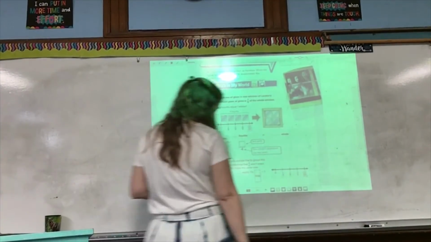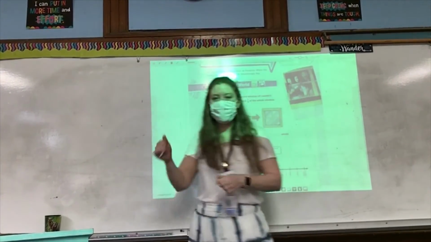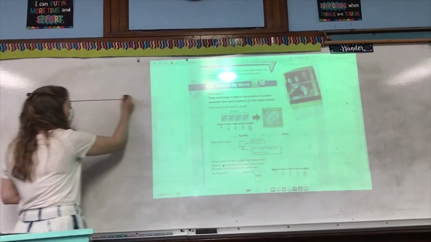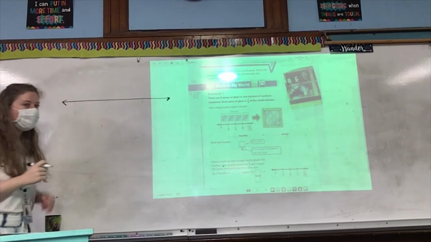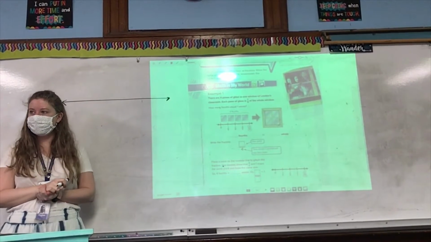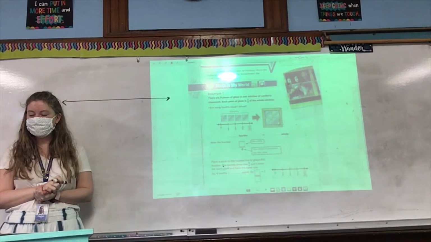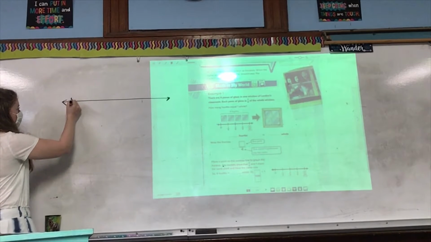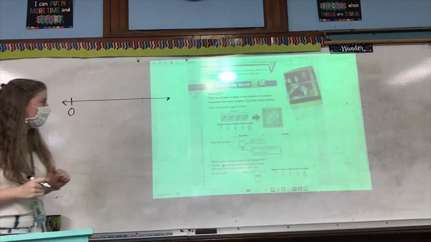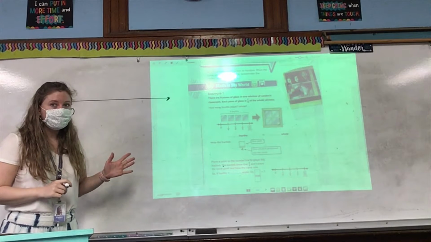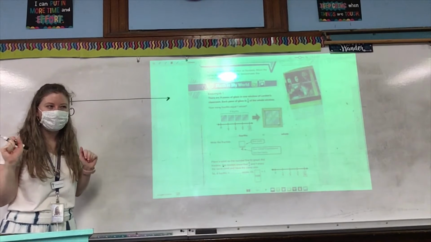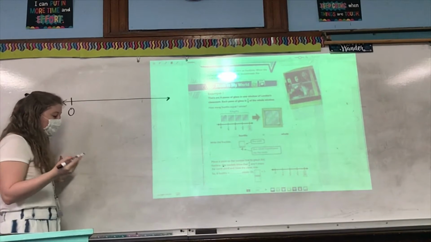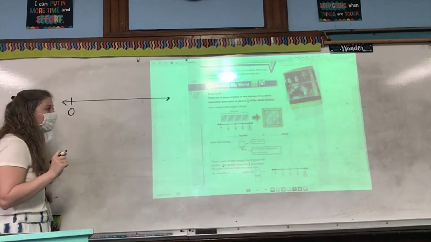So we know from yesterday that a number line with fractions looks something like this. When you are a fourth grader, where does every number line start? 0. But when you have fractions, it can end anywhere. Well, really, anything you have. It can end anywhere.